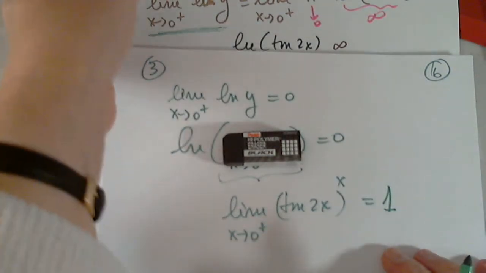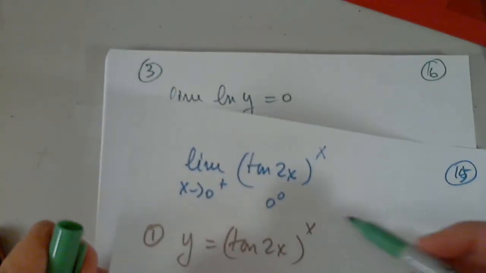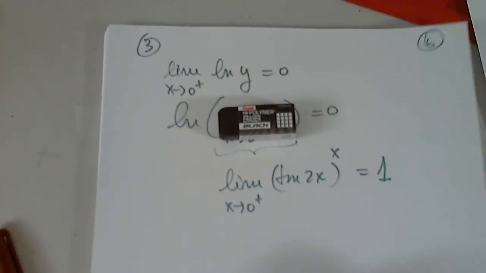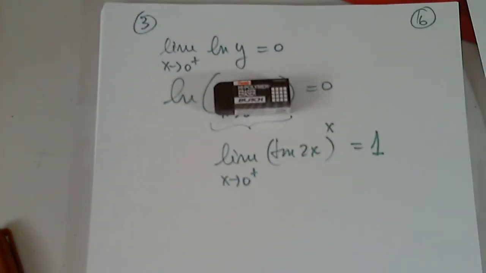And you can say, hey, I knew this from the beginning. 0 raised to 0 is 1. No, no, no, no, no. No, absolutely not. We can never say that. It's an indeterminate form.